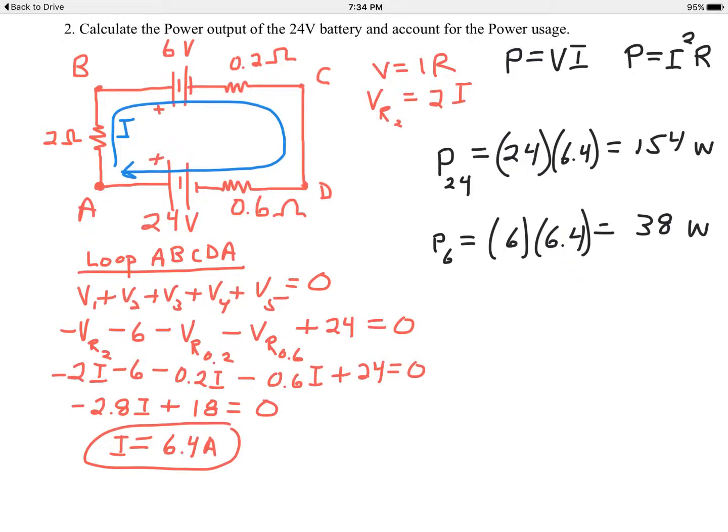It's absorbing 38 joules of energy per second. The 24-volt battery is putting out 124 joules per second. That's what a watt is. And the resistors are turning it basically into heat. If they're light bulbs, it's turning it into heat and light. But I'll do them one by one.